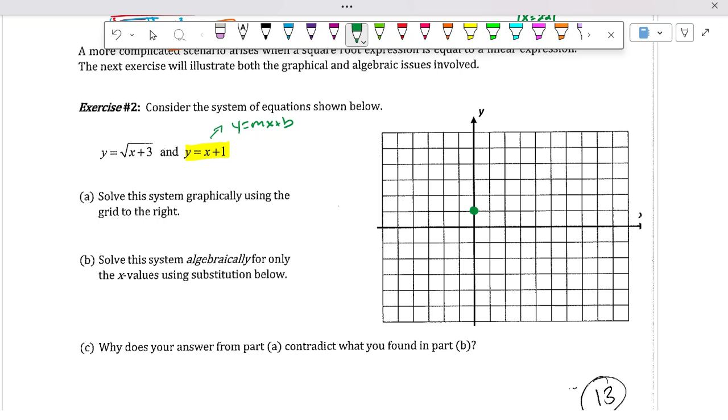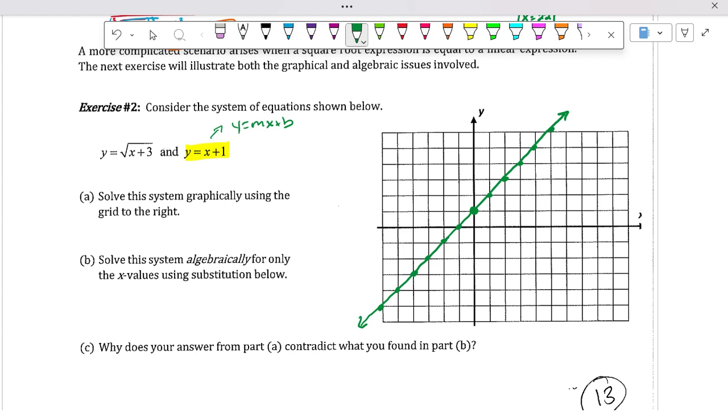Can I just do rise over run? What's my rise over run? 1 over 1. So I'm going to go up 1 over 1. So you're basically just doing this. I'm just going to fill it all the way in. So this is my first graph.